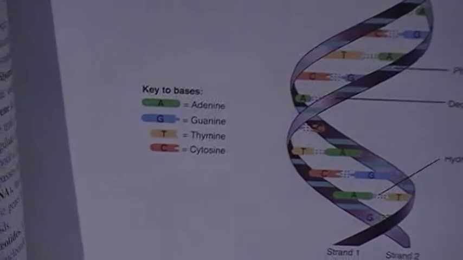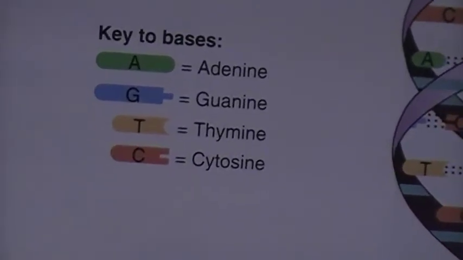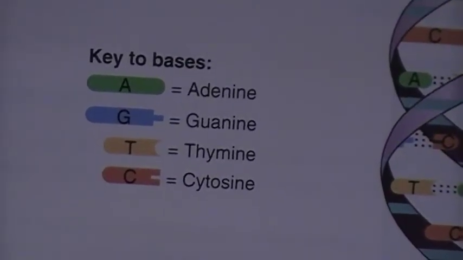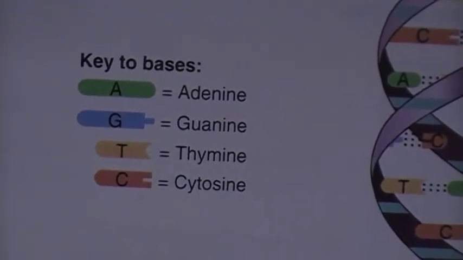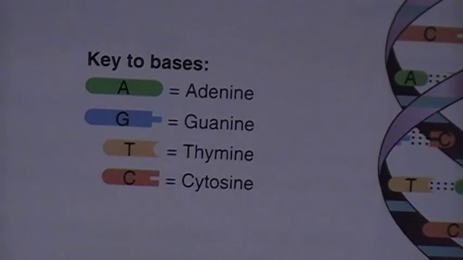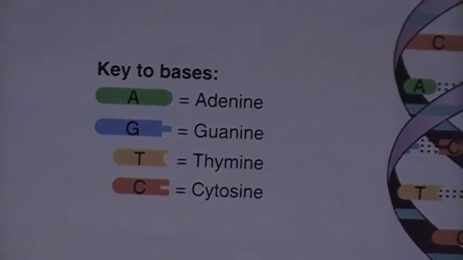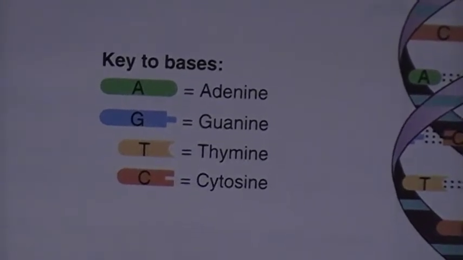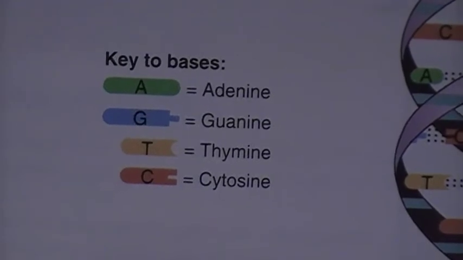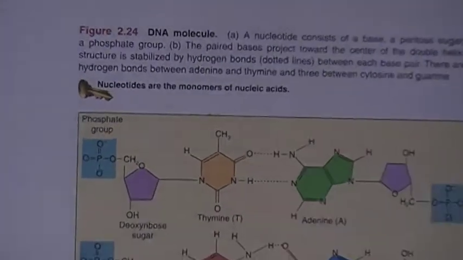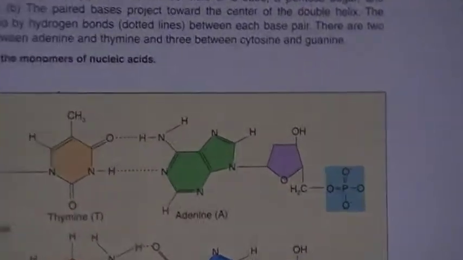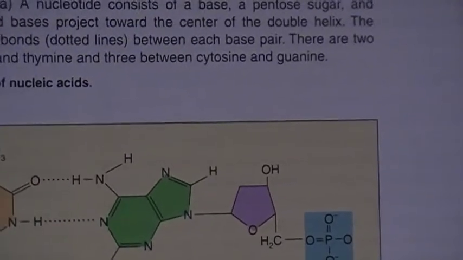The hydrogen bond between adenine and thymine, there's 2 hydrogen bonds between them. Between cytosine and guanine, there are 3.